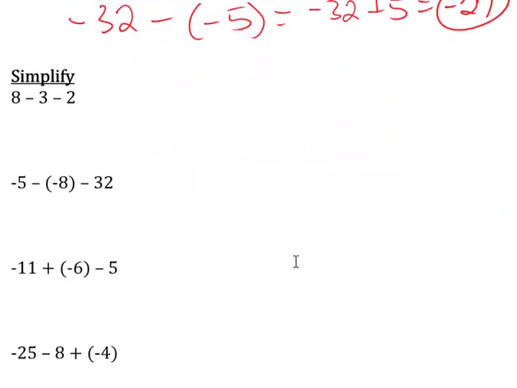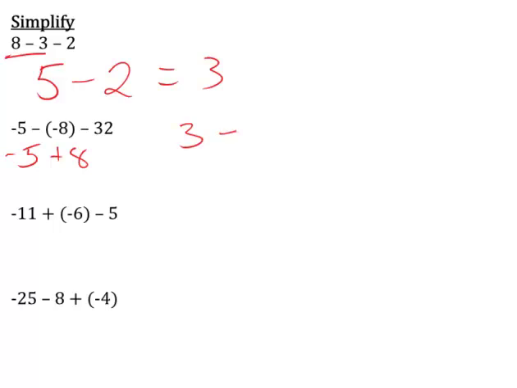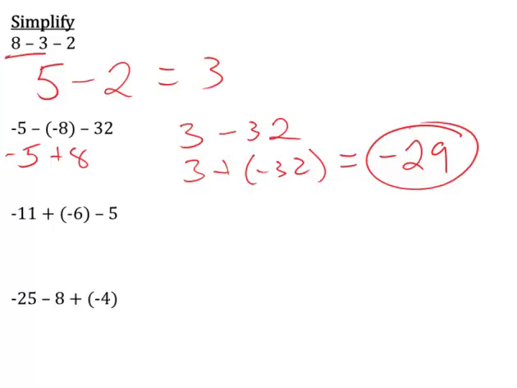Let's take a look at these next ones. We'll just go slowly, piece at a time. So the first part here says 8 minus 3. Well, 8 minus 3 is 5, and 5 minus 2 is 3. Okay, the next one, negative 5 minus negative 8. I'm going to rewrite that as negative 5 plus 8. I know negative 5 plus 8 is 3, and 3 minus 32 becomes a 3 plus a negative 32, which would be a negative 29.